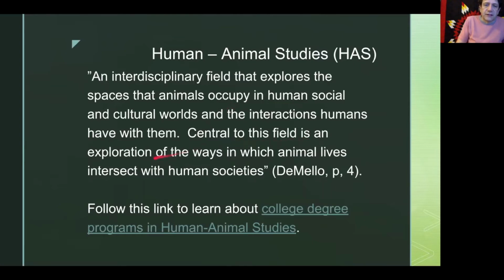Central to this field is an exploration of the ways in which animal lives intersect with human societies. So if we were just to stop for just a moment and think about what all that includes, it's a very, very wide expanse of topics that fall within human animal studies. We're just going to be touching on a few of those throughout the semester.